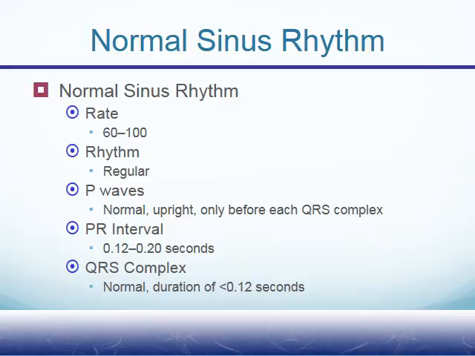So for normal sinus or regular sinus rhythm, we're going to be looking for a rate. Remember, we're going to do our 4-step method here. The rate is 60 to 100. The rhythm is regular. There's no dropped beats. We have P waves that are normal and upright, and there's one before each QRS complex. The PR interval is going to be 0.12 to 0.2 seconds. The QRS complex should be normal duration of less than 0.12 seconds.